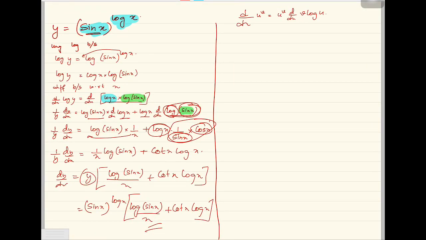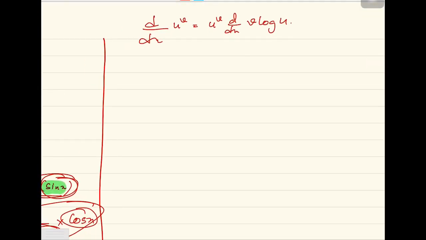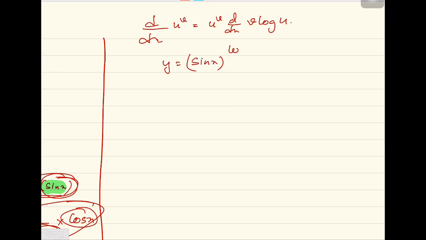Let's see how short it becomes. Okay, so the question was y equals sin x to the power log x. Correct? Now what do I do here? d/dx of y equals directly d/dx of (sin x)^(log x). Here I didn't use log on both sides because this is a direct formula, I know. So I've just differentiated both sides with respect to x.